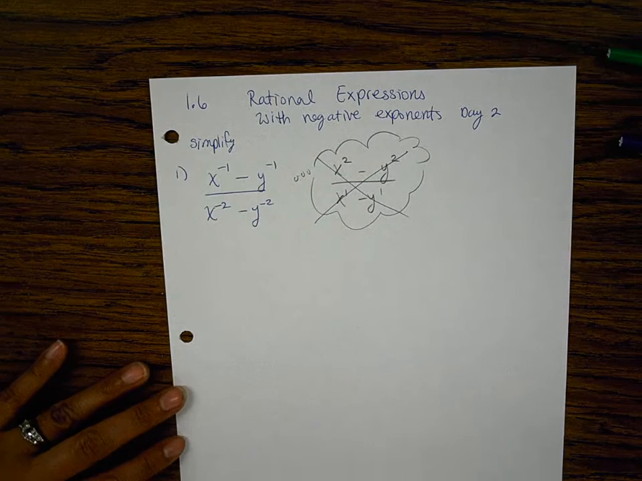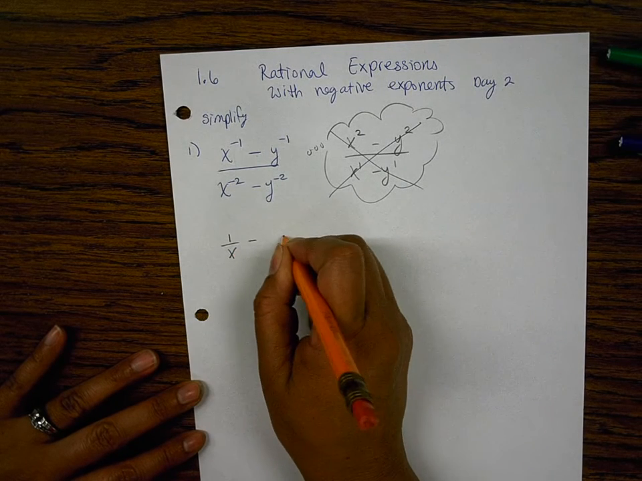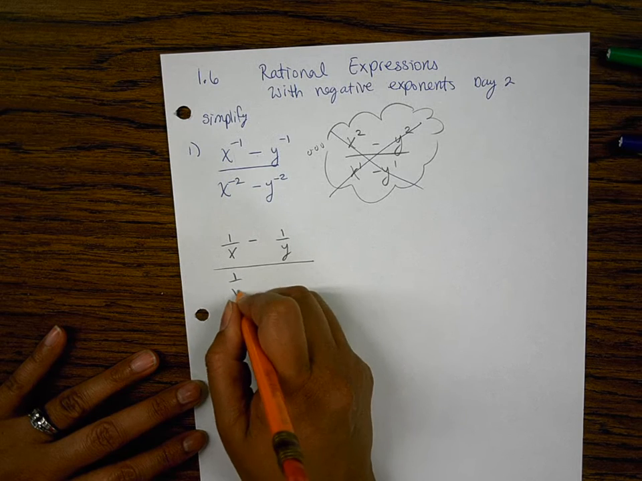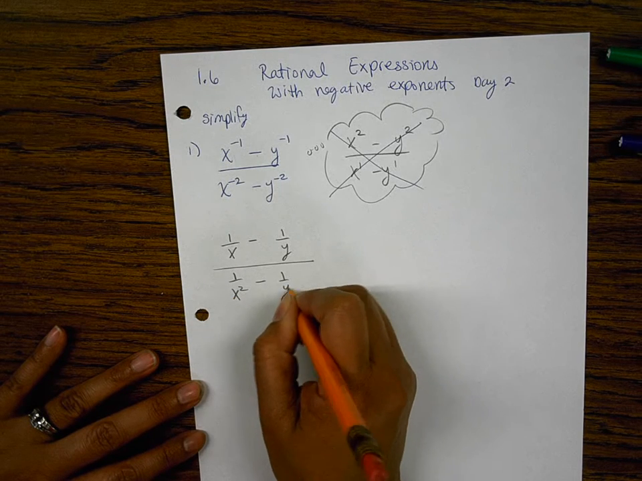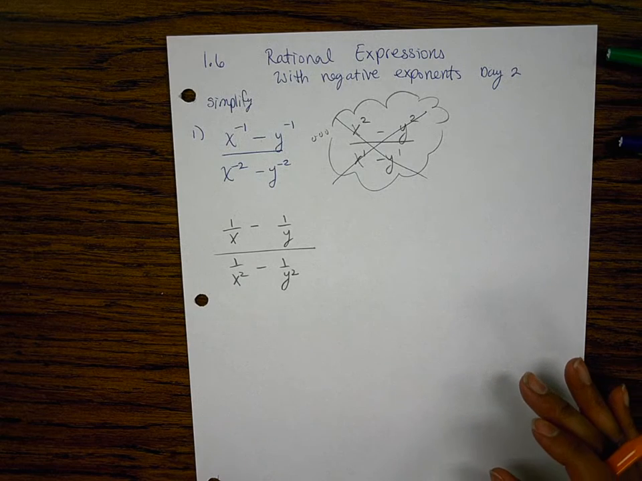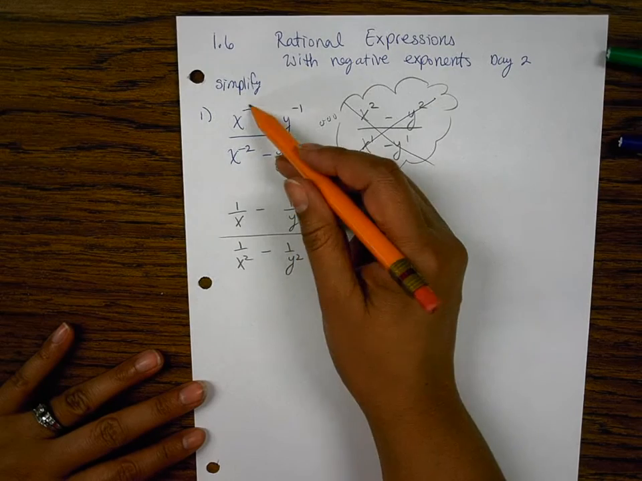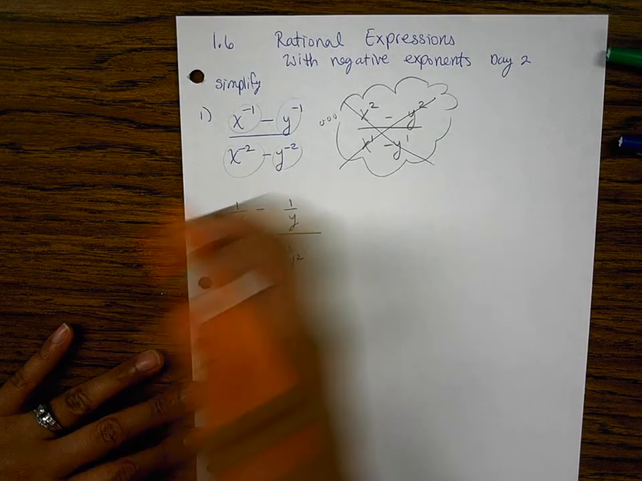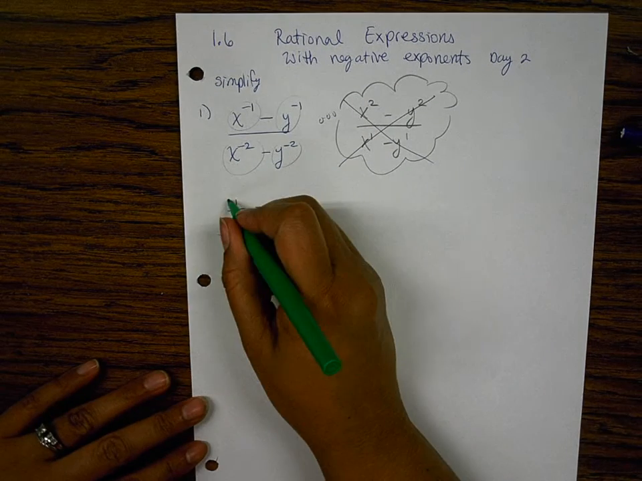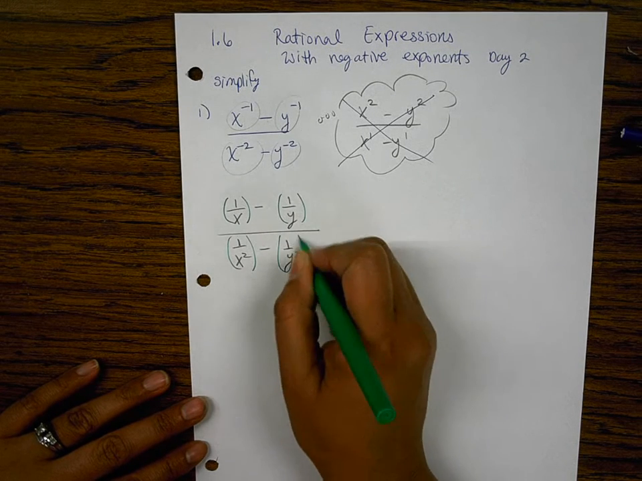All right. They're negative exponents and there's plus or minus signs in between. You will have to make separate fractions. For example, 1 over x minus 1 over y all over 1 over x squared minus 1 over y squared. And this is review from the 1.5 lesson. You change everything individually, 1, 2, 3, 4 separate fractions.